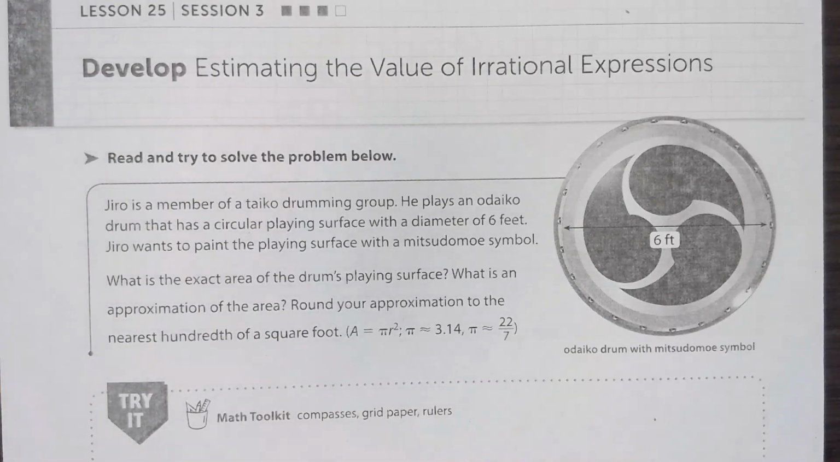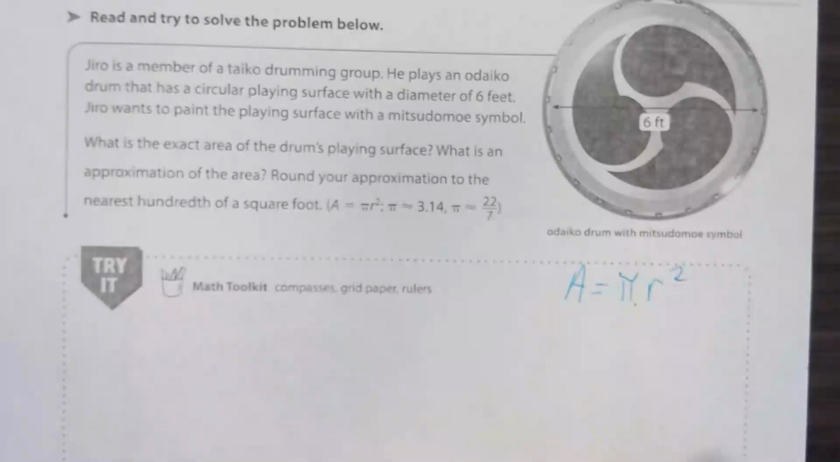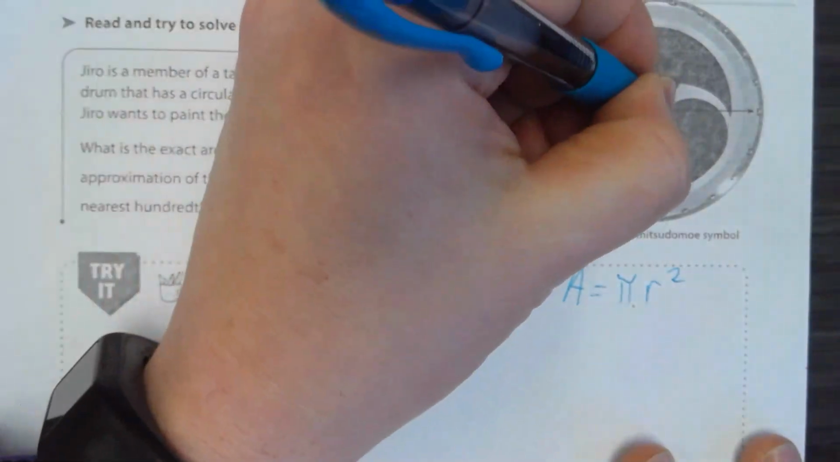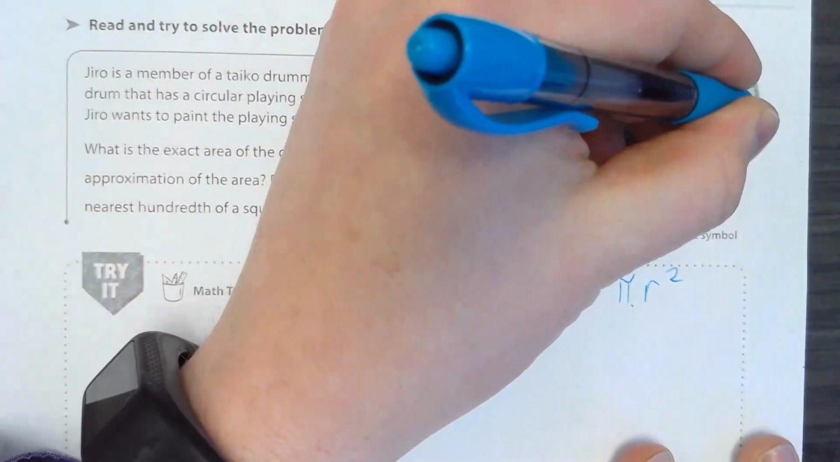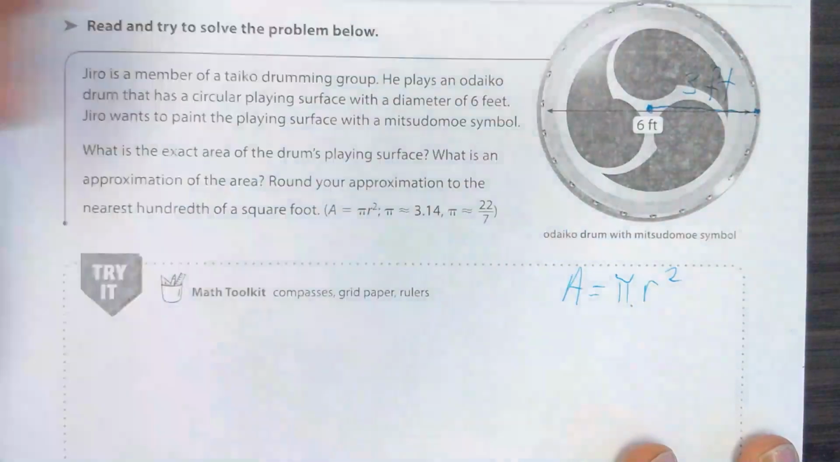I mean, this is basically what our goal is here, to be able to talk about the values of irrational numbers, of irrational expressions. So let's dive in. What is the area of this? Well, it's a circle. The area of a circle, let's write that down, is pi r squared, right? So I guess we need the radius. So radius is halfway across here. So I hope you already know what the radius is. And it's going to be a radius of 3 feet.